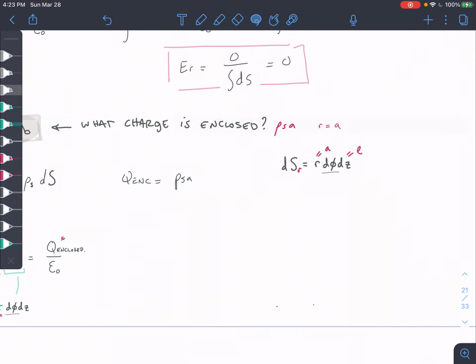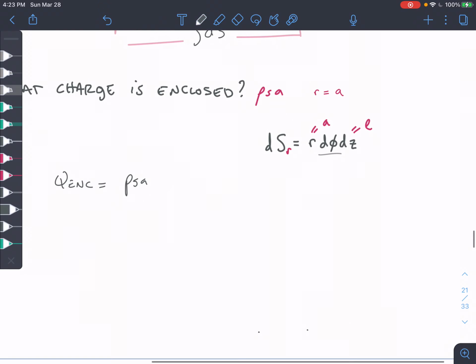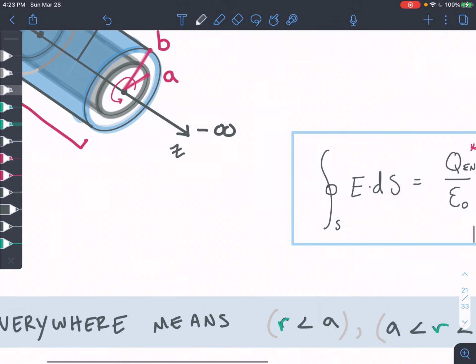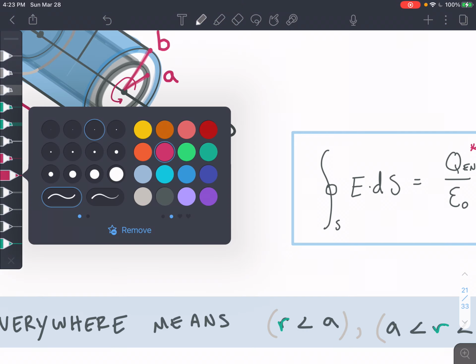And we are trying to find the charge enclosed, so we're integrating over the charged surface. Okay, so we're basically going to be able to turn some of those into constants. So we're going to have PSA times A times L, and then we basically just have d phi from 0 to 2 pi. So we have d phi, and when we're dealing with a cylinder, this phi angle is around the z-axis, so around the z-axis.